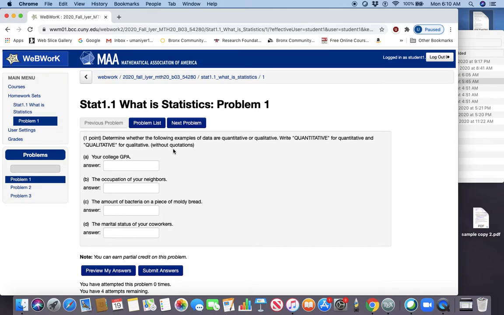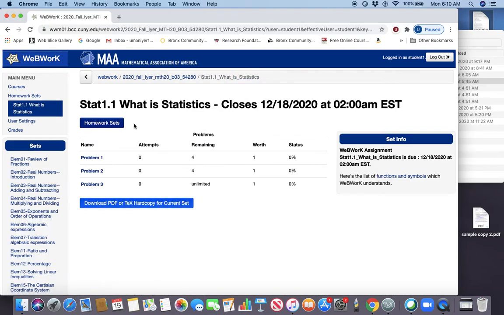First of all, the questions I have may not be the same as the questions you do, but they will be quite close, quite similar. Another thing I would like to point out is to look at the problem list. You see how many attempts we are allowed. Problem 1, we are allowed 4 attempts. Problem 2, 4 attempts. Problem 3, unlimited attempts.